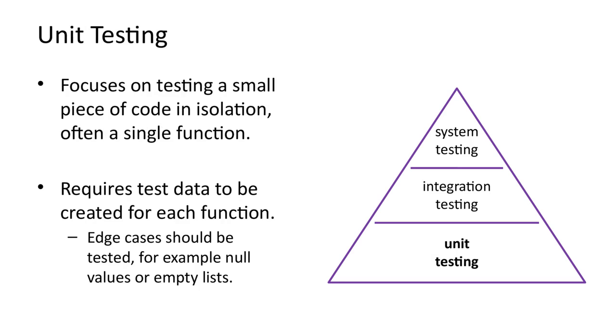Unit testing focuses on testing small pieces of code in isolation from one another. Usually this will be an individual function. For each test, some test data will need to be created. The automated test will compare the output of the function to a known correct answer. If the values match, then the test passes. If not, then it fails, and the function implementation will need to be fixed.